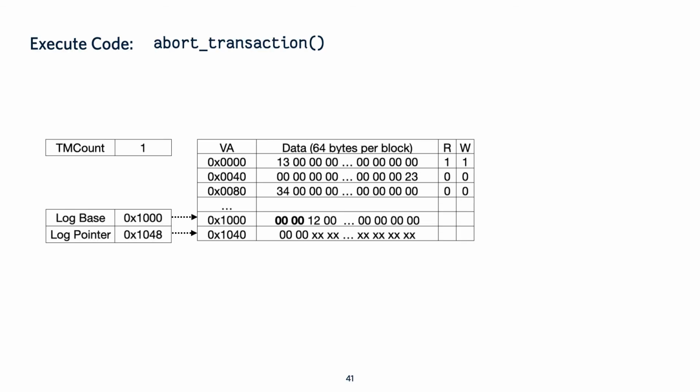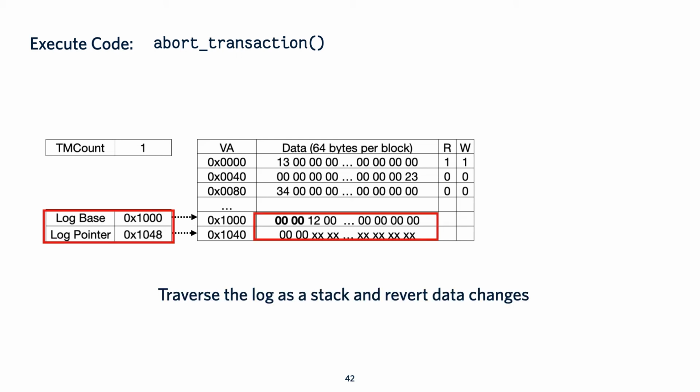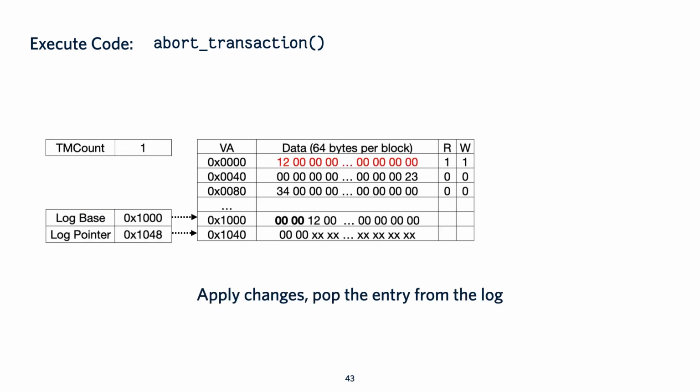Okay, let's rewind though. Let's go back. What happens if we don't commit and we abort? We'll have to traverse the log as a stack and then revert by putting this data back to its original address, like that.